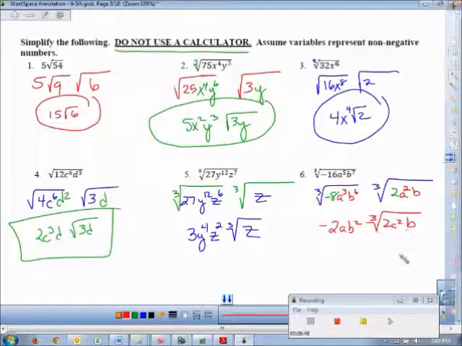Now let's talk a little bit about how you know you simplified your variables completely. When it comes to the numbers, that's one thing. The variables, though, on the non-perfect side, I want to say that one more time. On the non-perfect side, every one of these little exponents has to be less than that root right there. Is 2 less than 3? Is 1 less than 3? That's how you know you simplified it completely.